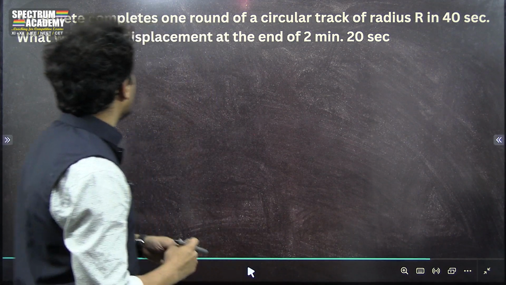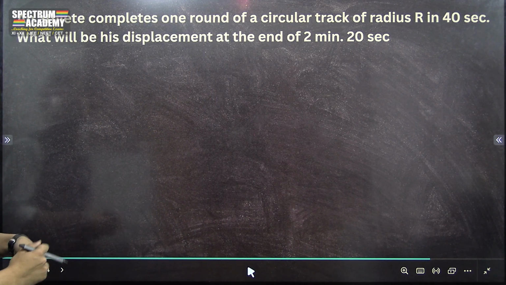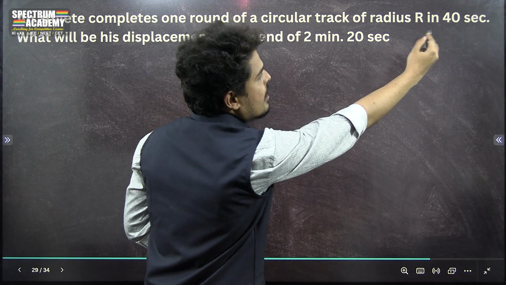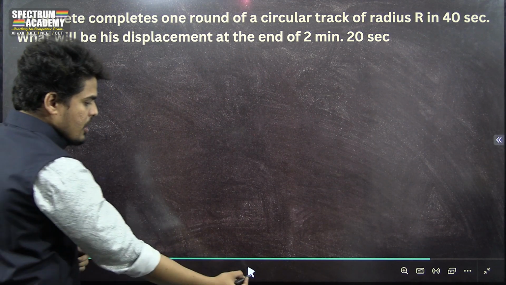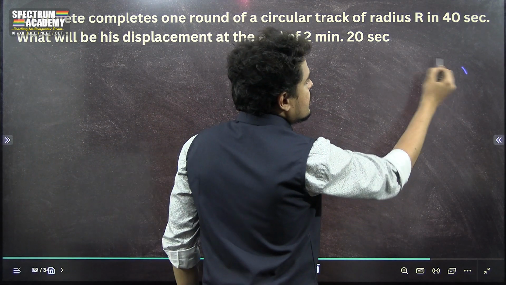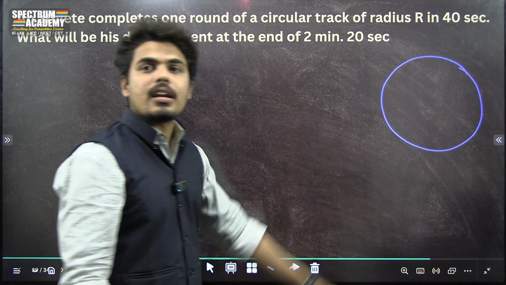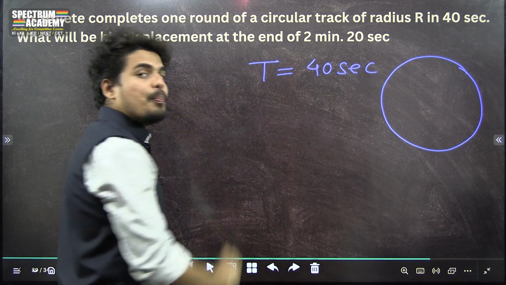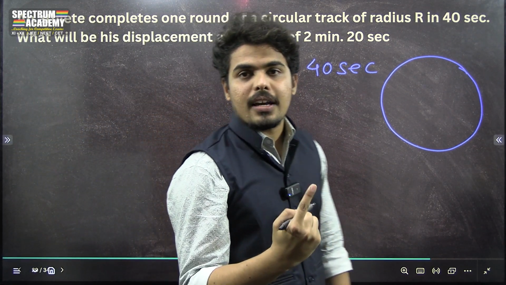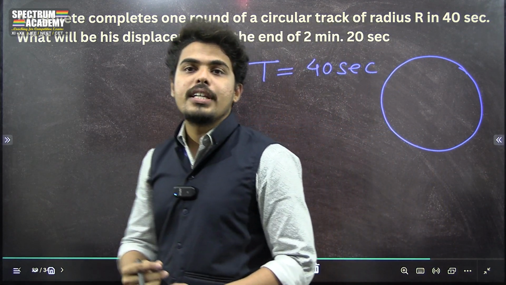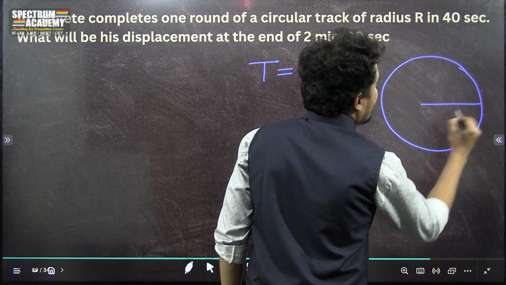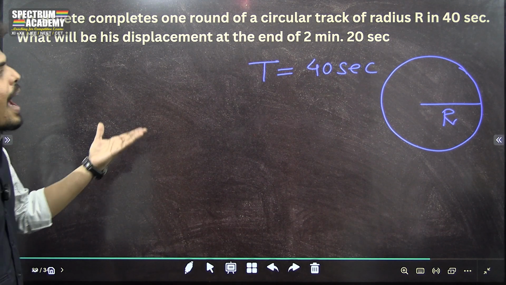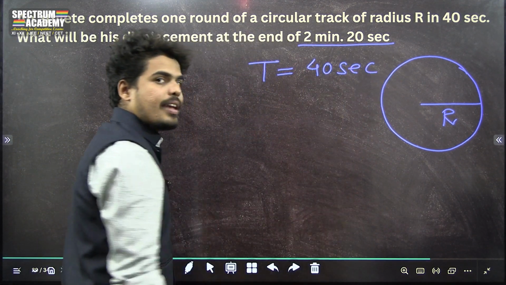So in this example we have asked about an athlete. An athlete completes one round of a circular track of radius r in 40 seconds. Means the athlete is covering the circumference of the circle in 40 seconds, that is, the period of this motion. To complete one revolution, the athlete takes 40 seconds. The radius of the circular track is given as r. Now we have asked what will be his displacement at the end of 2 minutes 20 seconds.